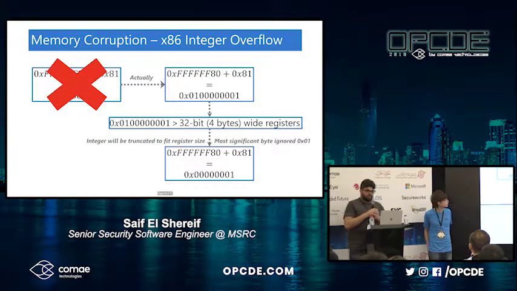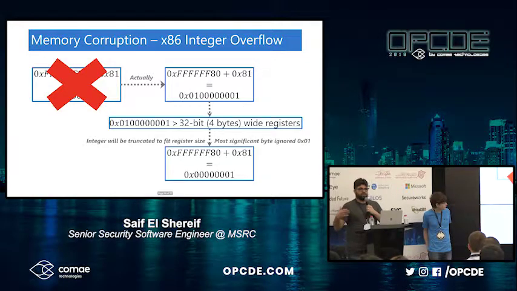The next type of memory corruption that I'd like to talk about is x86 integer overflows. If you look at this calculation in x86 systems, or 32-bit based systems, you'll realize that FF80 plus 81 will result in 1. Well, actually, this is wrong. The calculation results in 0100000001. But since it's a 32-bit system and these are 4 bytes wide registers, this number cannot actually fit in a 32-bit register. So what happens is that the processor will truncate the most significant byte, resulting in 1, and this is what we call integer wrapping or integer overflow.